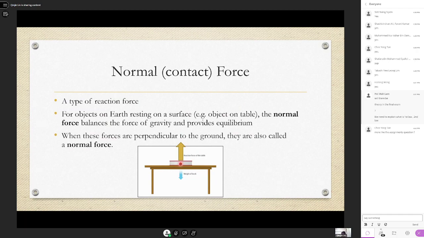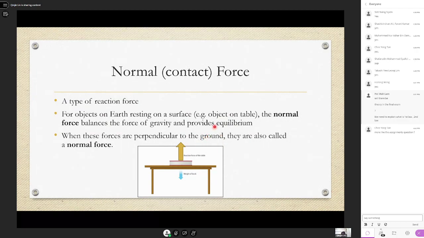So when there's a weight pulling it down, and because it's resting on the table, there's a reaction force pointing upwards. These two forces cancel out and provide equilibrium. So what is the normal force? When these forces are perpendicular to the ground, they are also called a normal force. Or rather, when they are perpendicular to the surface that they are on.